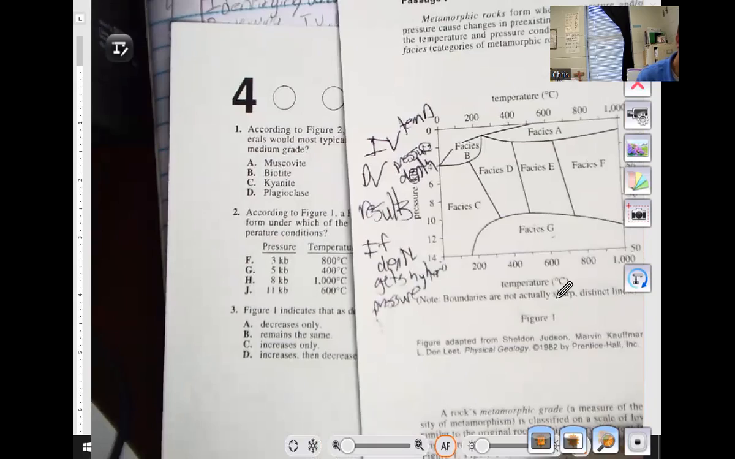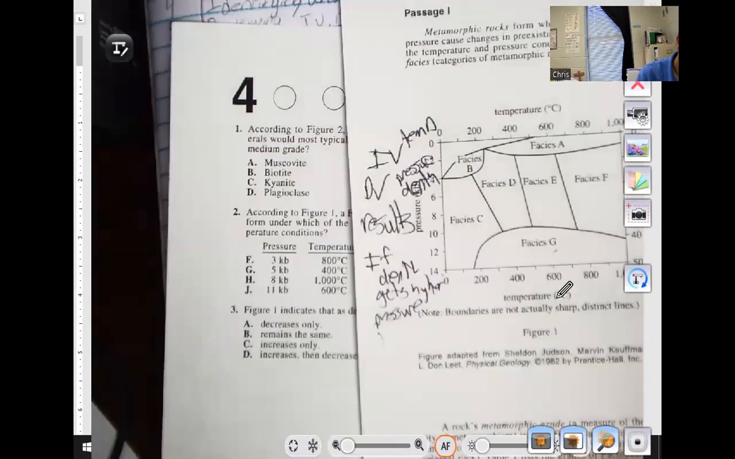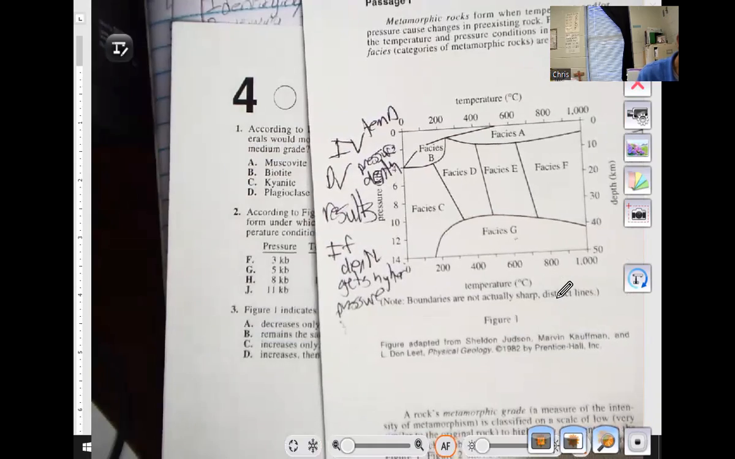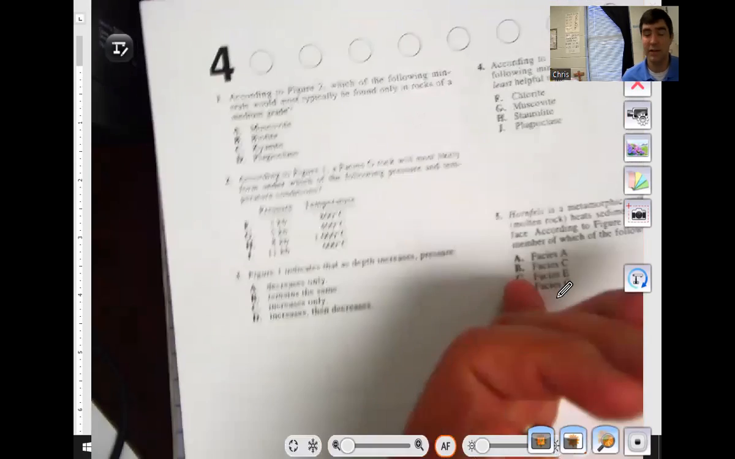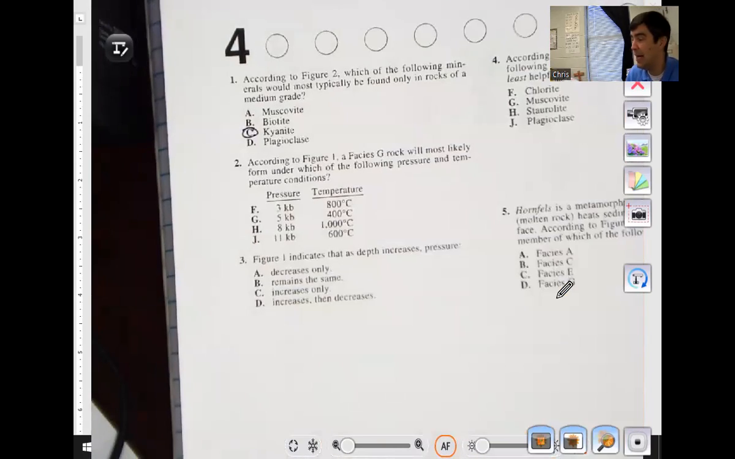Kyanite is only what? Medium. And then plagioclase is all. So which one's the answer? All right, it is not that bad. That's what we're trying to tell you. These are not that bad.